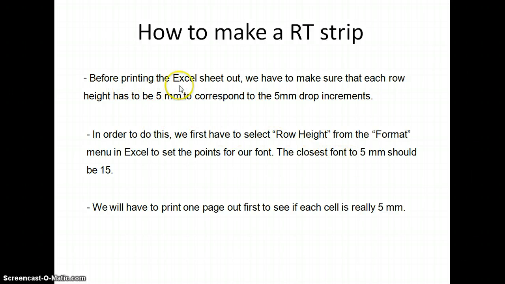Before printing the Excel sheet out, we have to make sure that each row height is 5 millimeter to correspond to the 5 millimeter drop increments. In order to do this, we first have to select row height from the Format menu in Excel to set the points for our font. The closest font to 5 millimeter should be 15. That's what I determined. We will have to print one page out first to see if each cell is really 5 millimeter, and then we will print the rest and cut it out.